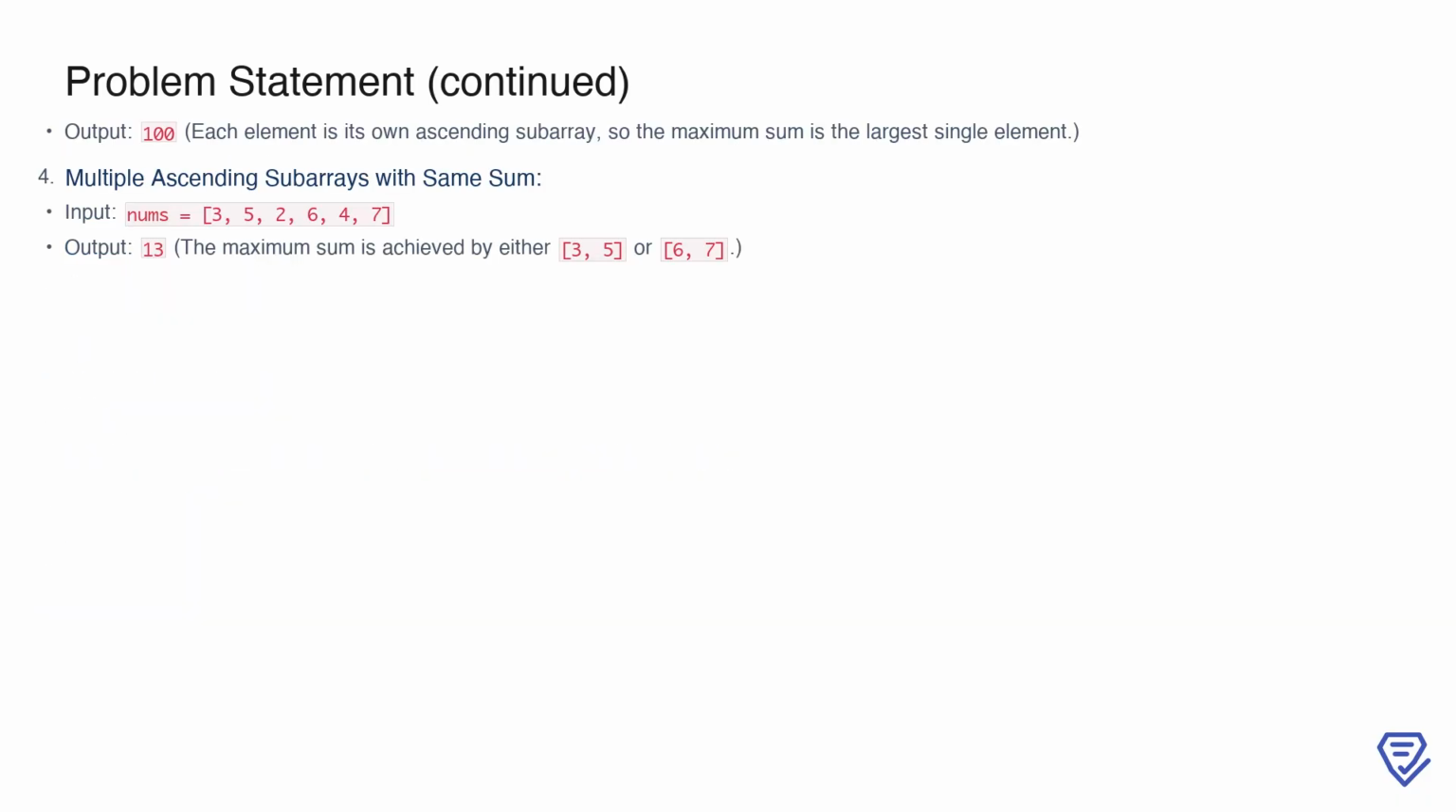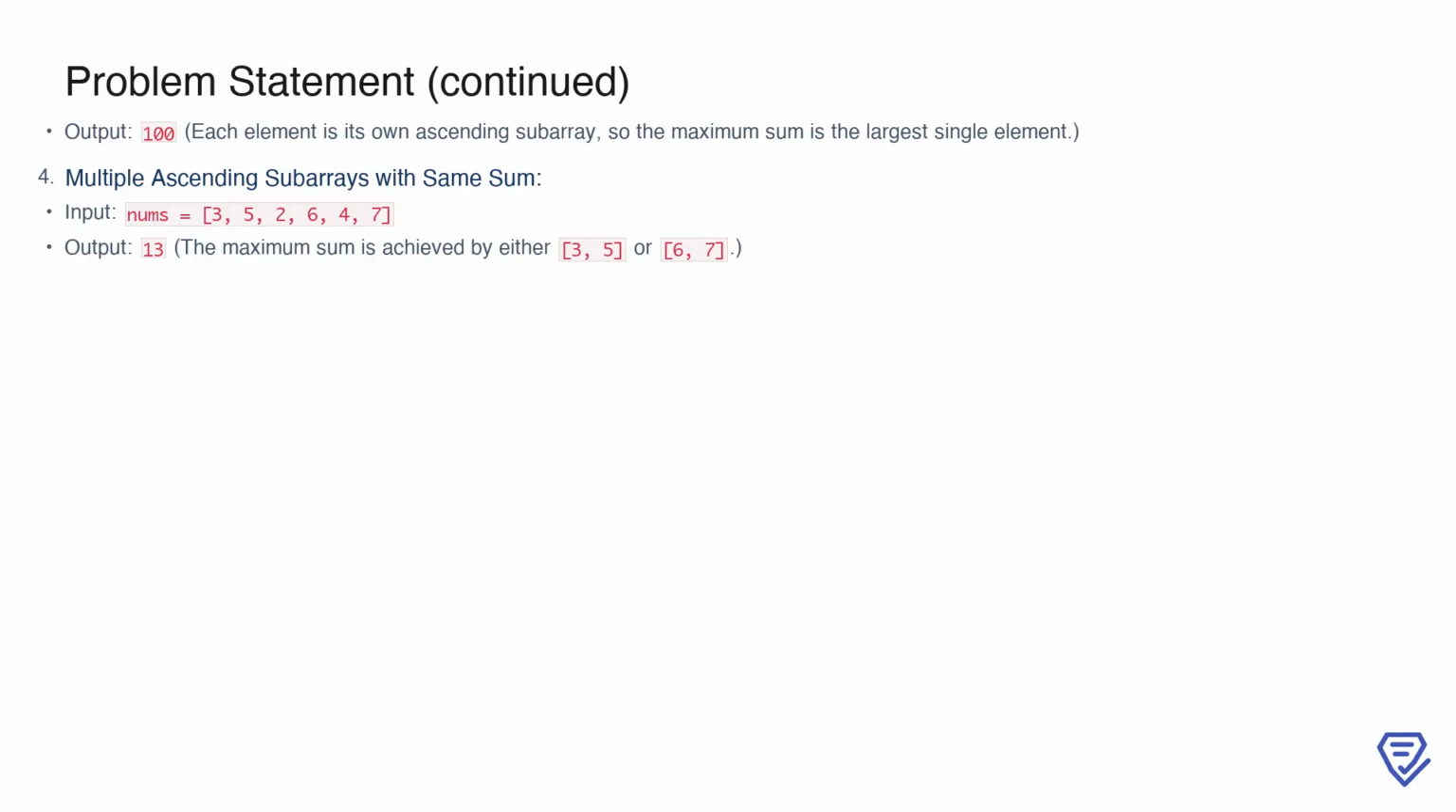Finally, let's consider some edge cases. If the array contains only one element, such as nums equals 5, the output is simply the value of the element itself, which is 5. If all elements in the array are the same, such as nums equals 5, 5, 5, 5, no ascending subarray exists, so the output is the largest single element, which is 5. For a strictly decreasing array like nums equals 100, 90, 80, 70, each element is its own ascending subarray, so the maximum sum is the largest element, 100.